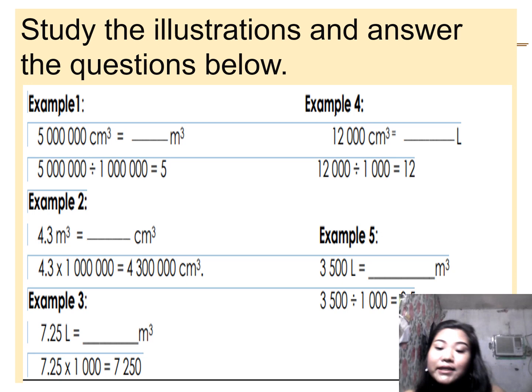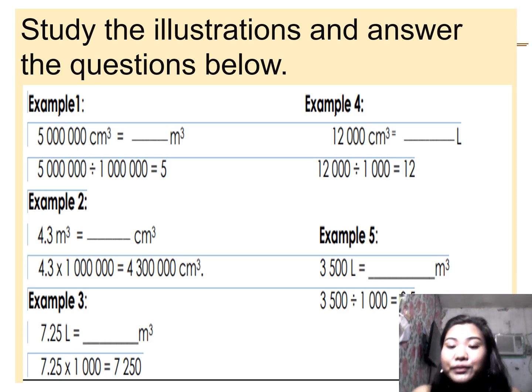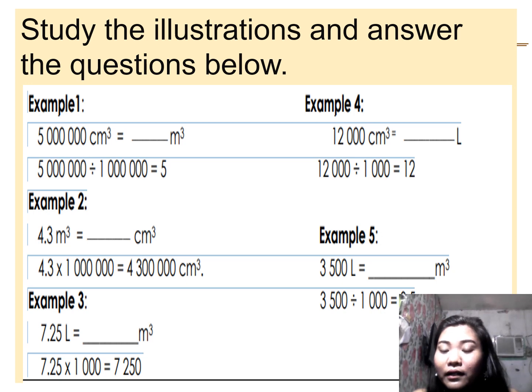Next, example number 4. So, we divide. It means smaller unit to the larger unit, so we divide. 12,000 centimeter cube to liter. Each liter is equal to 1,000 centimeter cube. So, 12,000 divided by 1,000 is equal to 12. Therefore, 12,000 centimeter cube is equal to 12 liters. Last example.